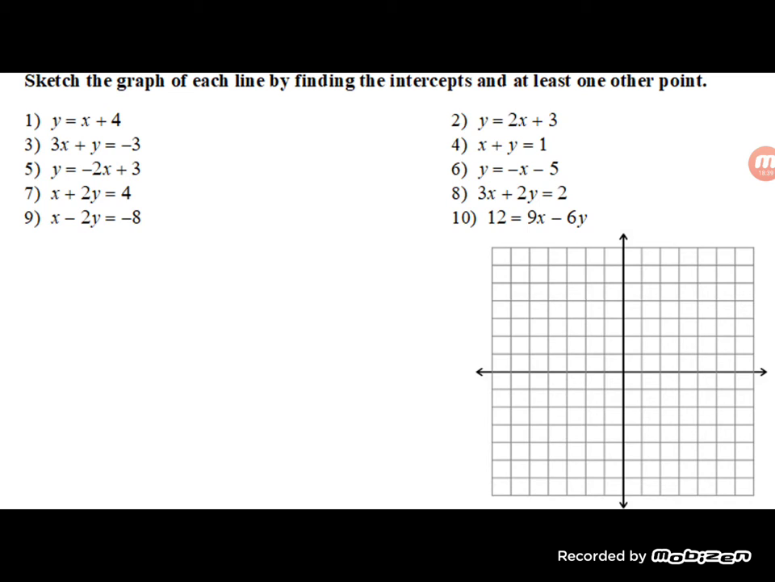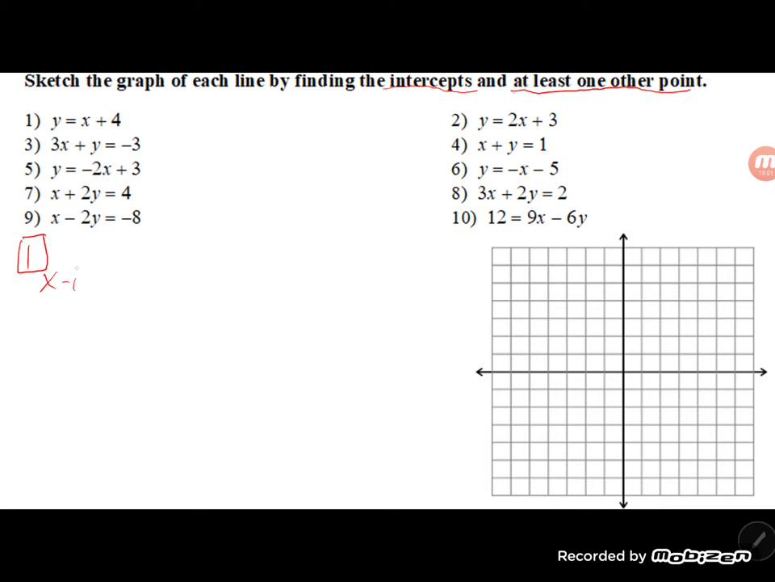Alright, so I guess we can start off the first one. So question number 1. Notice it's the same instructions. Sketch the graph of the line by finding the intercepts and at least one other point. Okay, so we're going to do the same thing. We're going to find the intercepts and at least one other point.